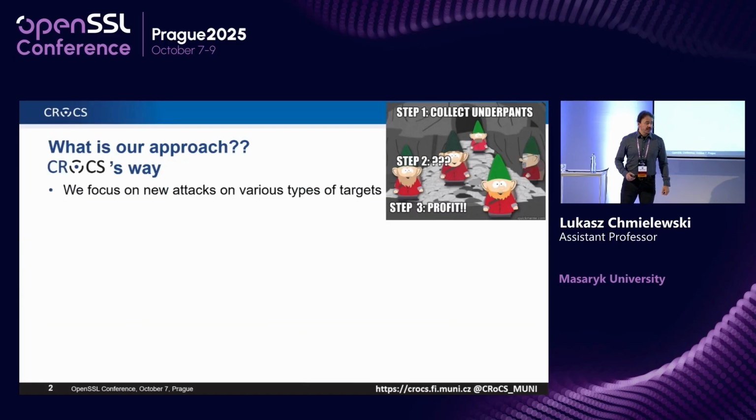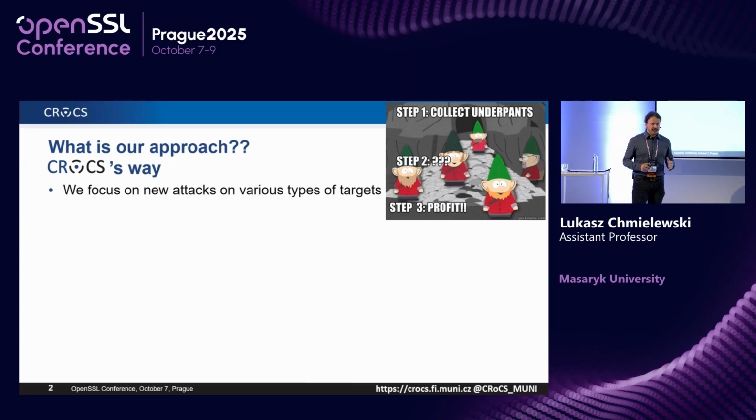So maybe first, let us mention how this approach works. So what do we do? Of course, as a joke, on the top right corner, we see gnomes. They collect things, they do something, and then at the end, they obtain some sort of profit. So our approach will be similar.